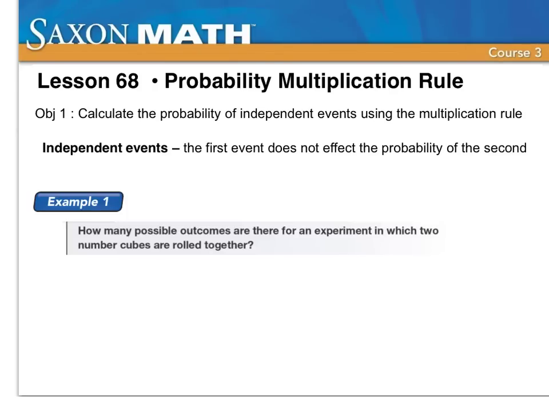Alright, and we're back for lesson 68. We're talking about the probability multiplication rule. And your objective is right here. Write it down, and then we'll get started here.